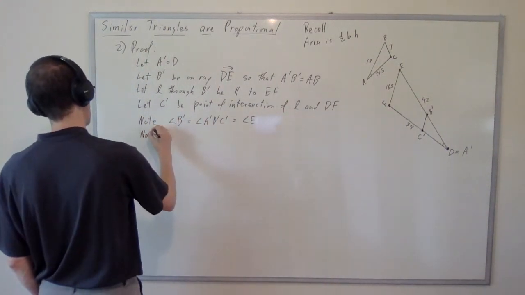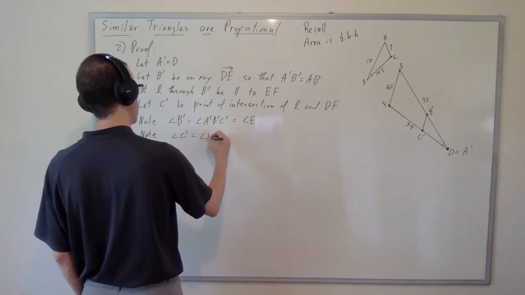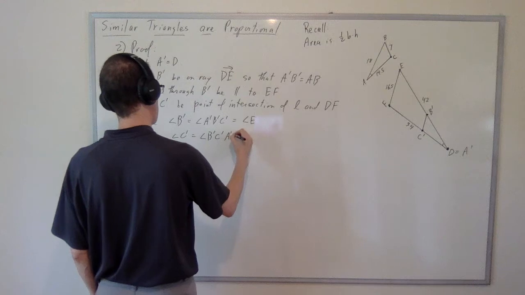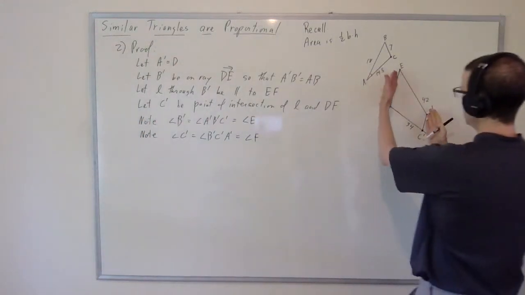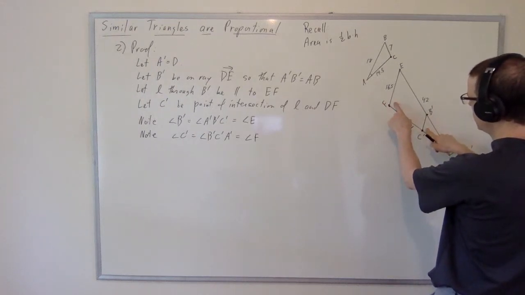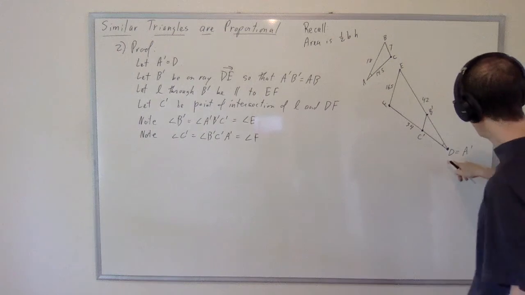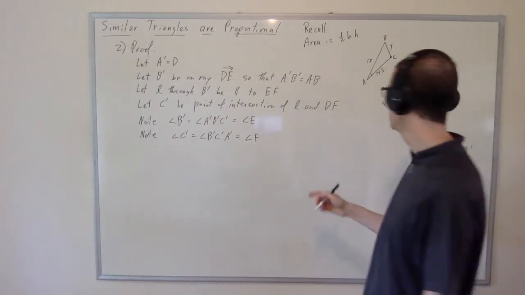And furthermore, for the same reason, angle C prime, which really means angle B prime, C prime, A prime, is congruent to angle F. We've got these two parallel lines here, and then they're cut by this transversal DF. And so these two angles here are equal to each other. And then I could state that angle D and angle A prime are equal, but it's so obvious I don't even need to state it.